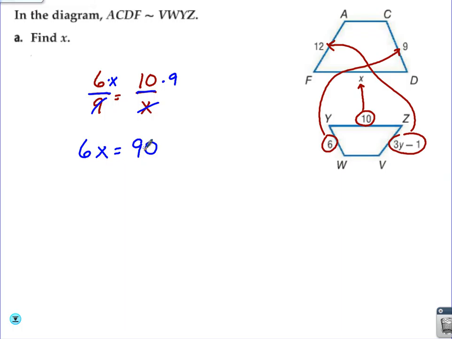Chris, next step, how do I move the 6 over here now? Since it's multiplied, you divide it. Good. And x is 15. That's the same answer we got over here. Now that we've done it the long way, 6 over 9 equals 10 over x. Does everybody remember the shortcut? Find the two numbers that are diagonal with each other.